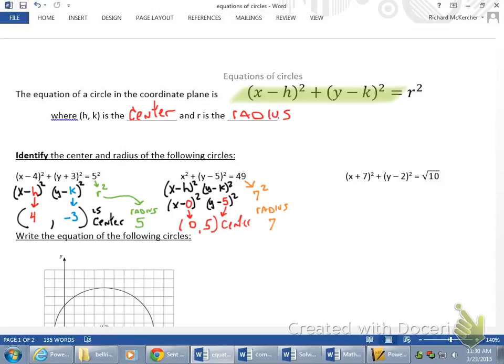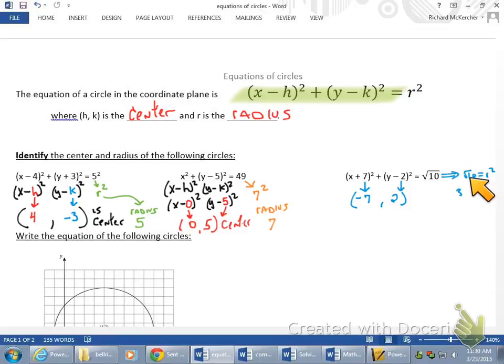Last example, a little bit more typical. This is a bad example. I wish I could get a different number for you, but that's alright. So we'll run through these pretty quick. I hope you can recognize the center quickly. It's negative 7 here, positive 2 here. Now this guy's a little tricky. If all that's equal to the square root of 10, then that means that's equal to r squared, right?